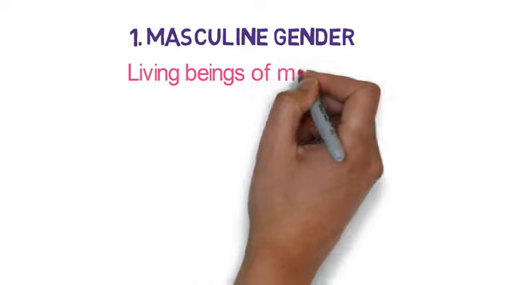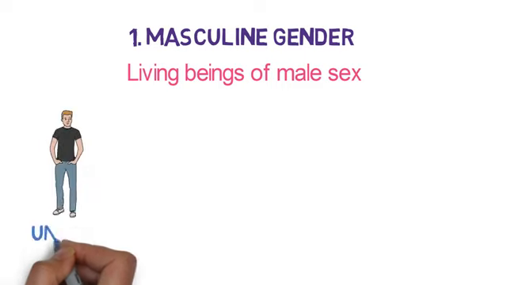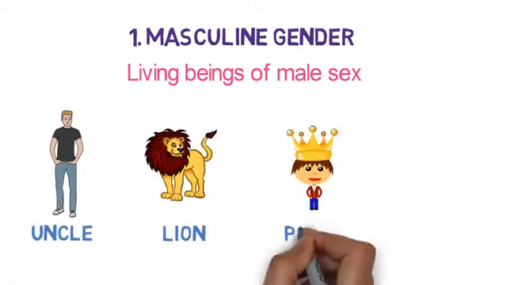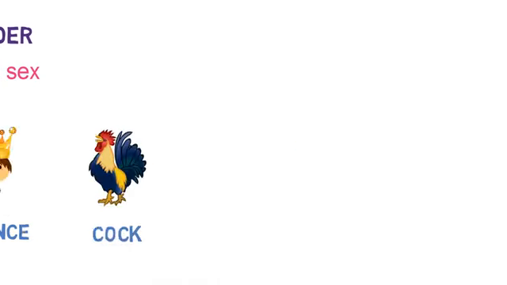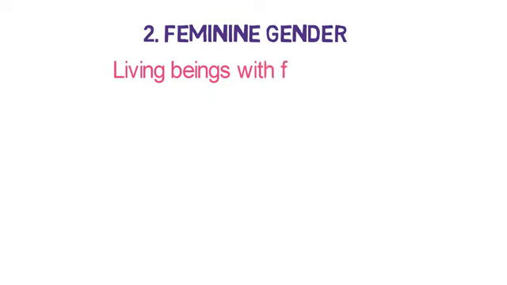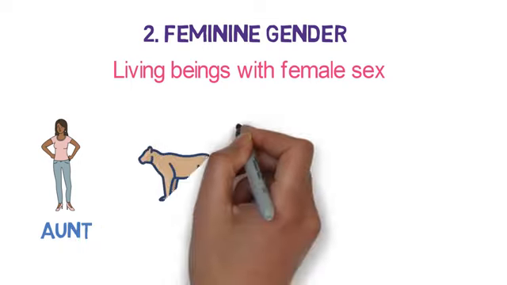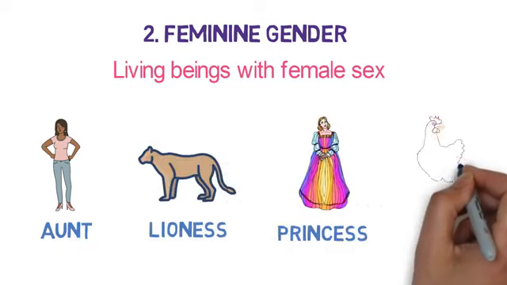Living beings of male sex come under masculine gender. For example, uncle, lion, prince, cock. Living beings with female sex come under feminine gender. For example, aunt, lioness, princess, hen.